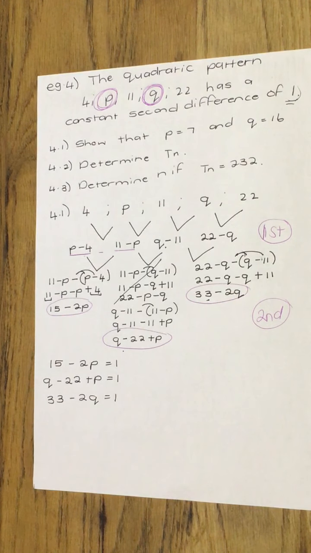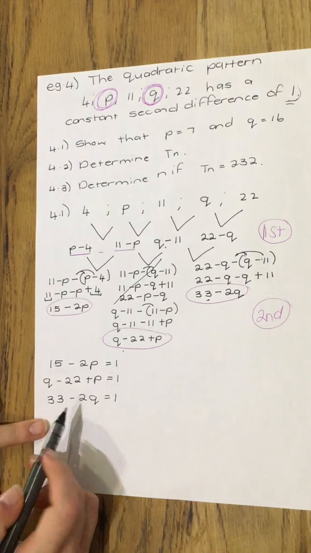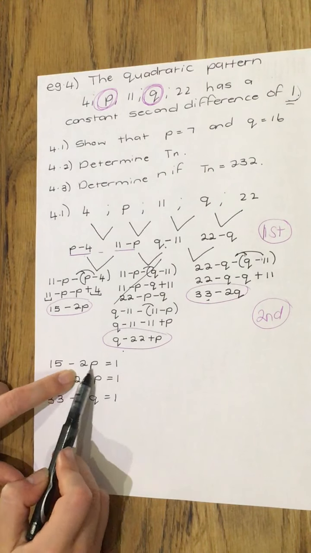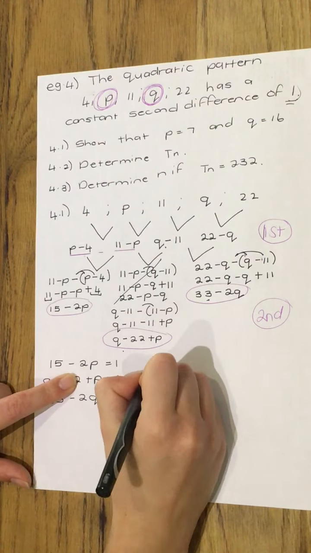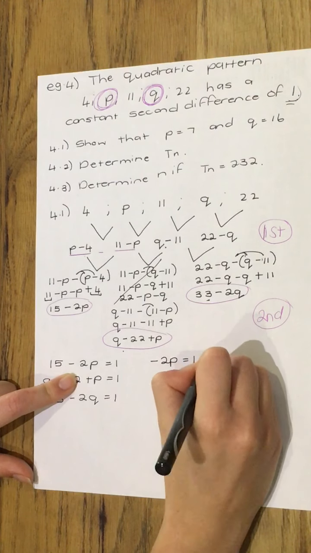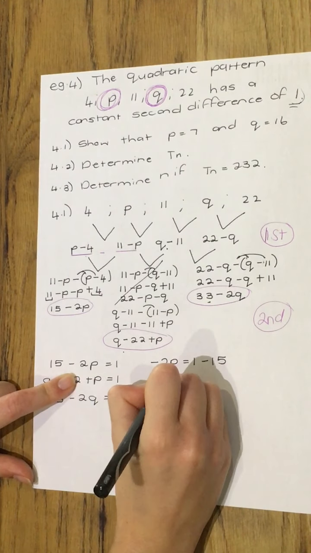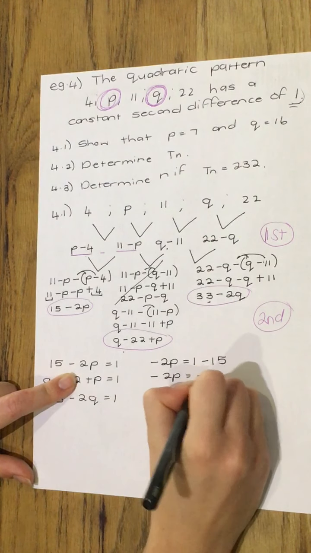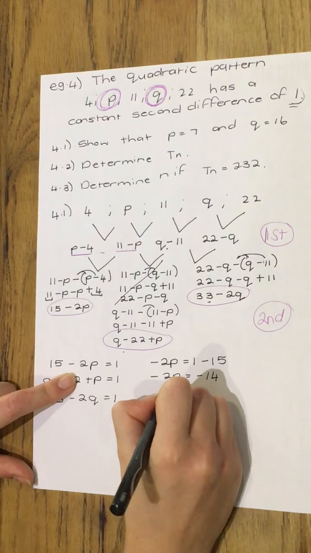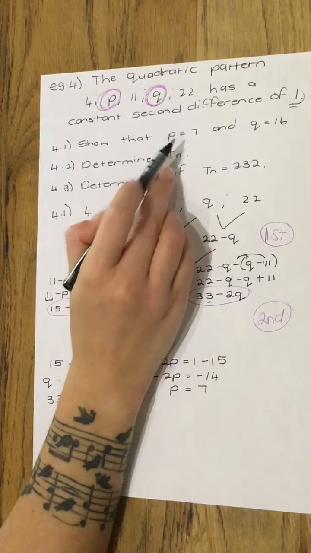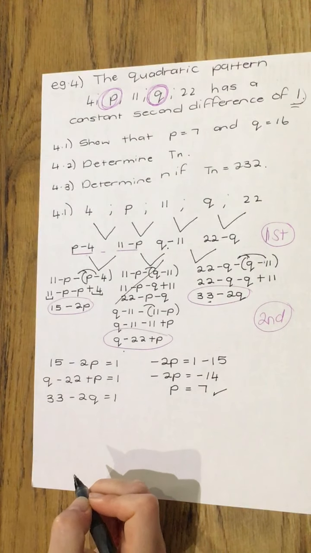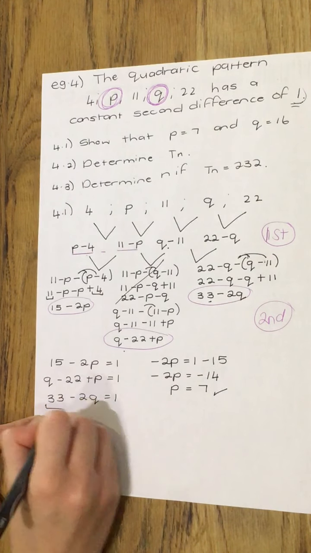Now, with simultaneous equations, you don't even need to do a simultaneous because you can just work this out. Do you agree with me that I can come up with a value for P here? So it'll become minus 2P is equal to 1 minus 15. And then we're going to get minus 2P equals negative 14. And if we divide both sides by minus 2, it will be 7. So now we've got a value for P. Did we prove it's 7? Yes, we did.